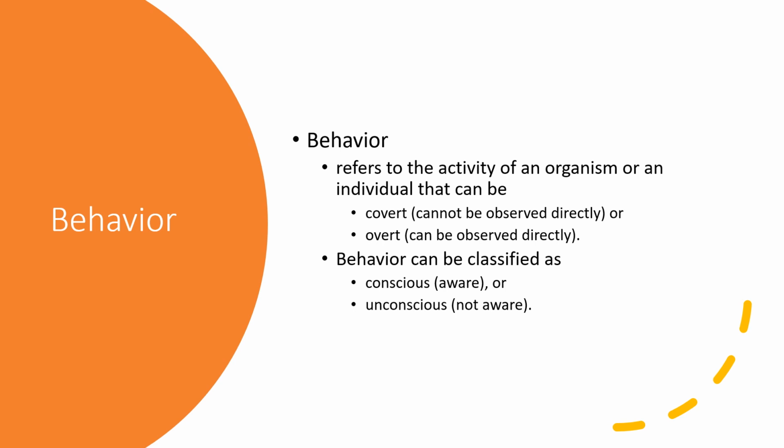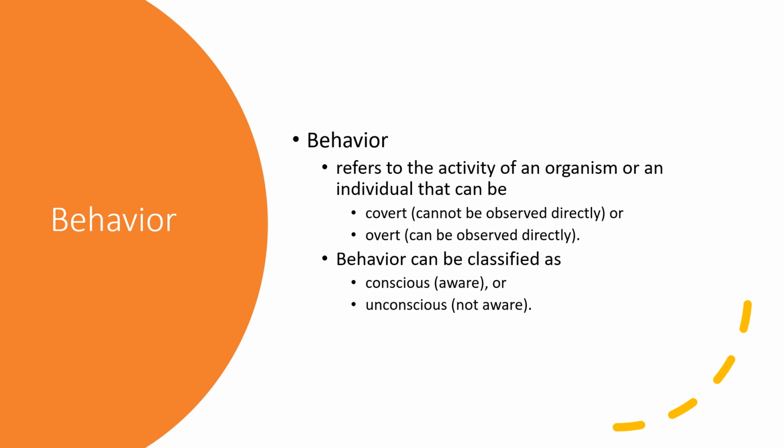Next, behavior can be classified as conscious or unconscious. When we say conscious, it is something that we are aware of, and unconscious, these are behaviors that we are not aware of. So conscious behaviors are the things that we intend to do, and they are voluntary. While unconscious behaviors are sometimes behaviors that we suppress or repress within ourselves, so they will not surface in our awareness.